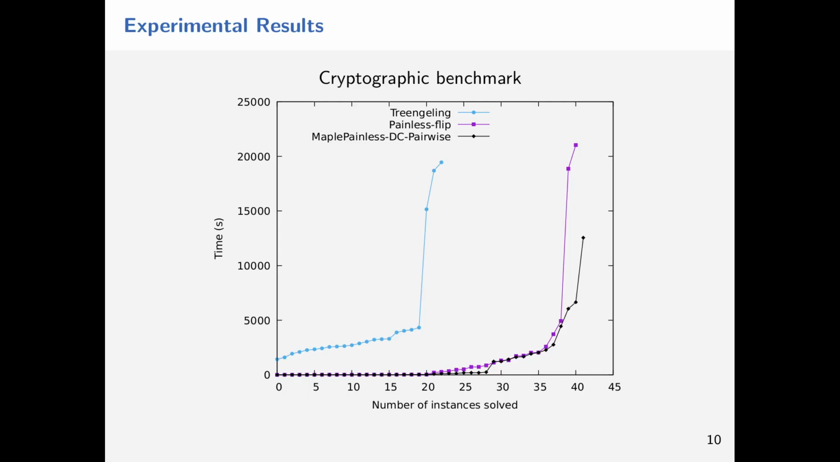And you could see that Painless itself was already ahead of Treengeling in this case, but we managed to improve the Painless baseline by adding this new splitting heuristic and solving many more instances. And the case for these cryptographic benchmarks is that the hardness of these benchmarks is in a way that if you're adding and solving one more instance, it's a big step forward.